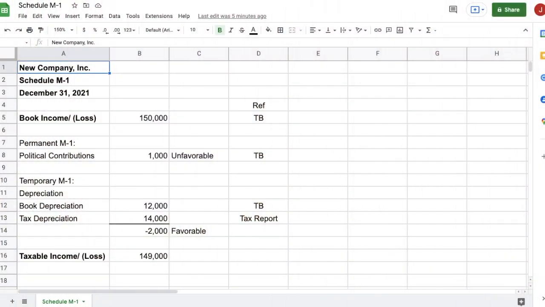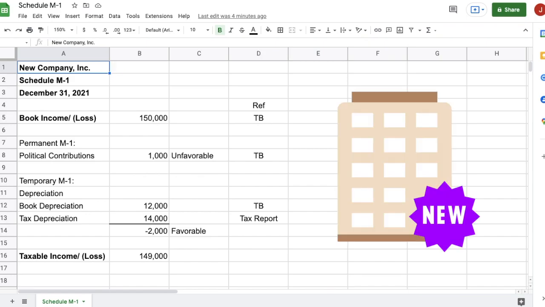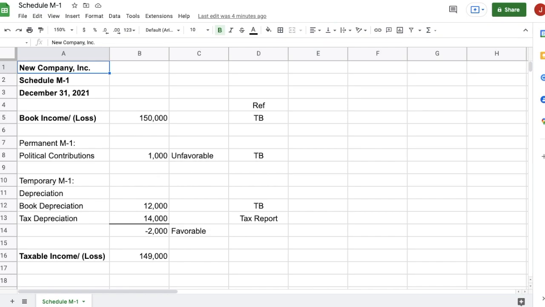So let's go ahead and take a look at what this Schedule M-1 is. This company name is called New Company Inc. This company is brand new. There's no prior year to reference. As you work at different clients, you'll know that not every client has prior year workpapers to refer to. What the workpaper is, and then we also write the year end of the tax period.